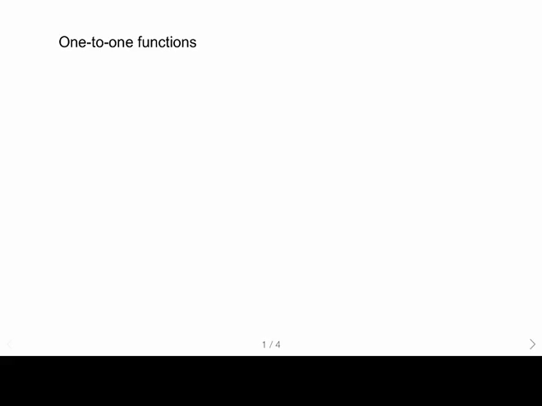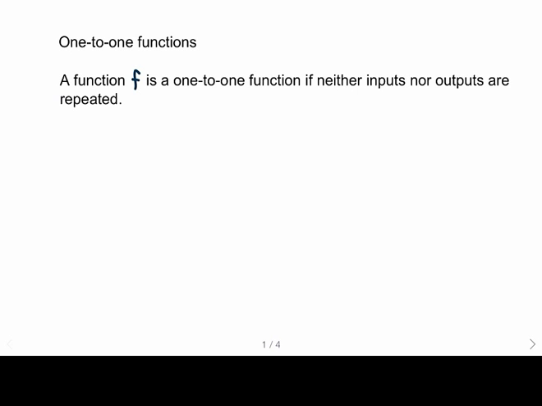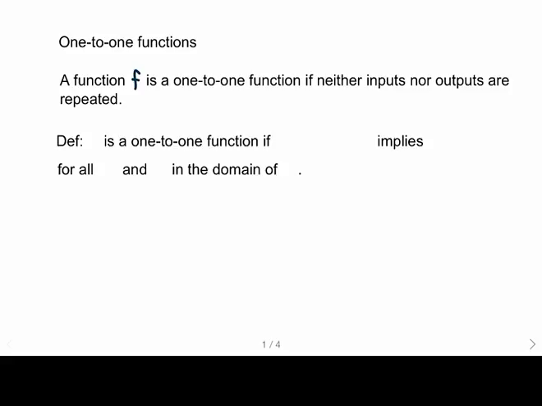In this session, we're going to see what one-to-one functions are. One-to-one functions are a subcategory, if you will, of functions. We can describe them by saying that a function f is one-to-one if neither inputs nor outputs are repeated. To be a little more formal, we can give a definition here.